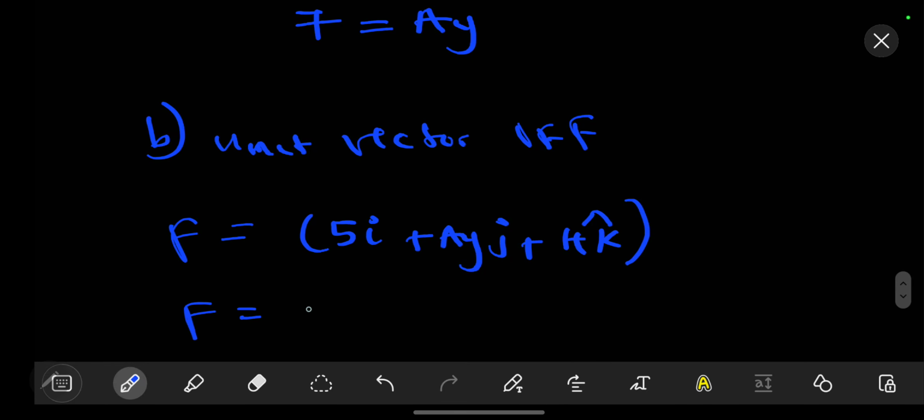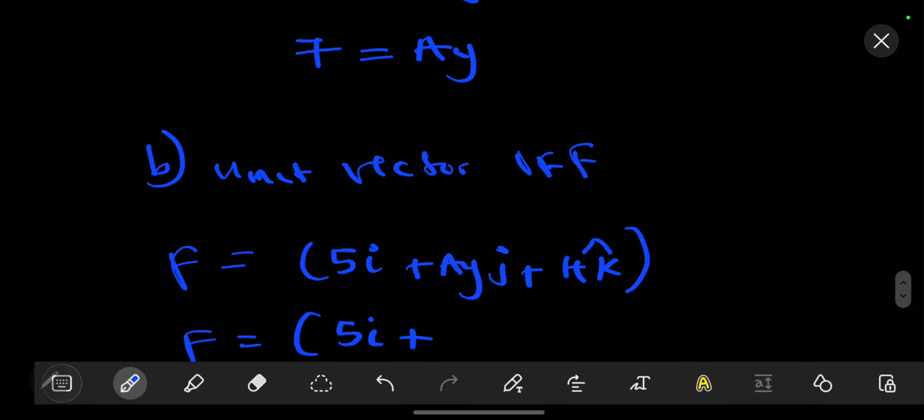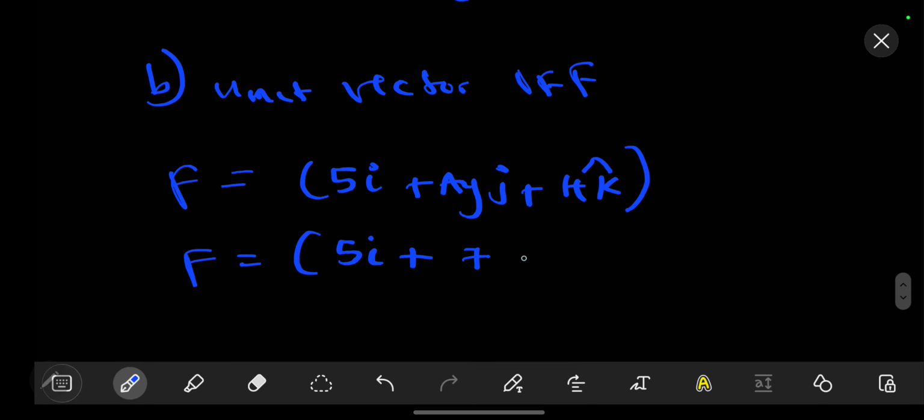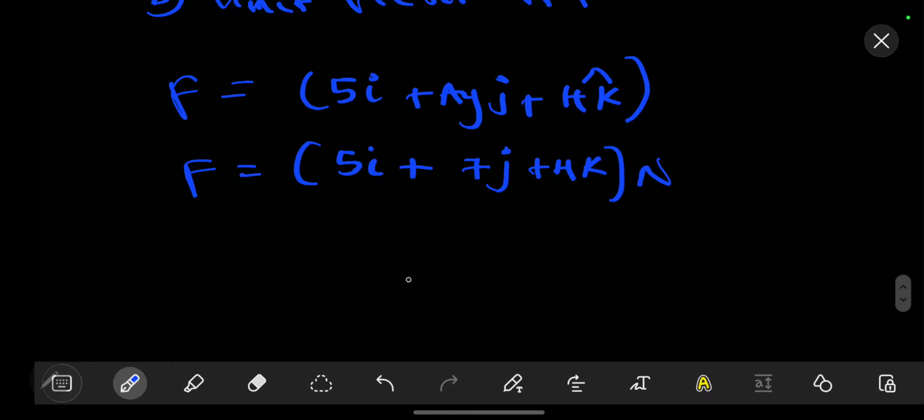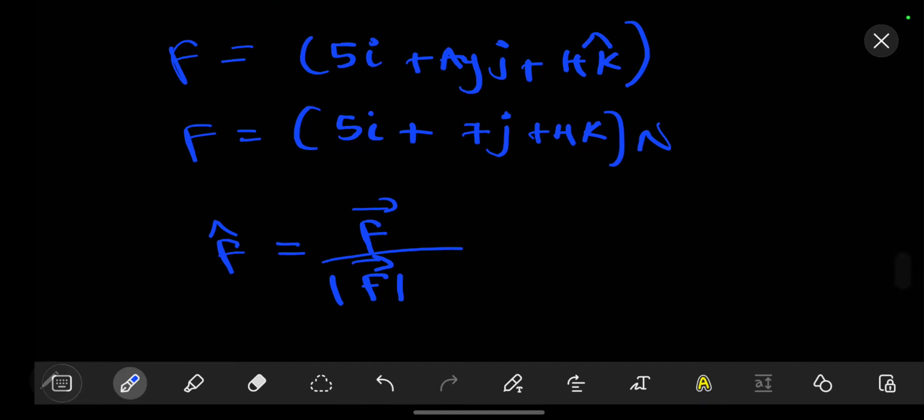So we can say f should be equal to 5i, plus, where there is ay, which is equal to 7, we say 7j, plus 4k, in brackets, then the Newton. So the unit vector is the vector divided by its magnitude. So f cap, meaning unit vector, should be equal to the vector itself over its magnitude. So this is how we find the unit vector.